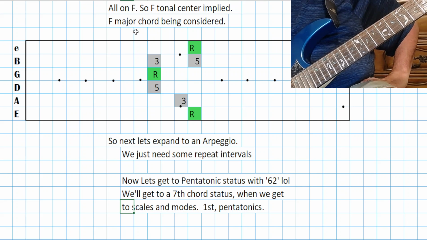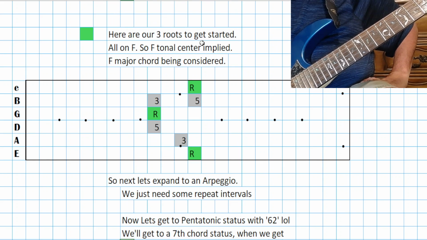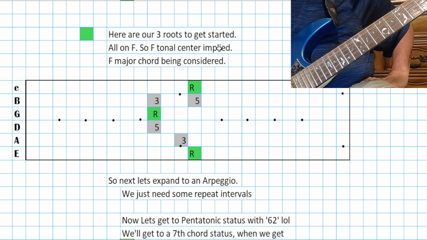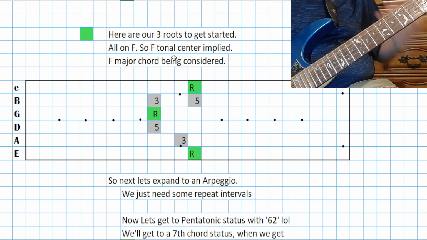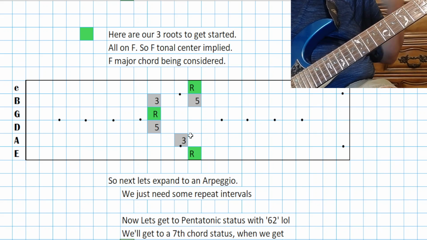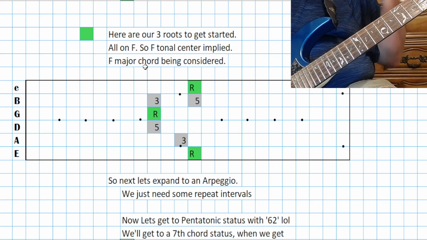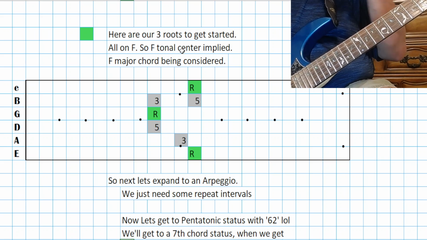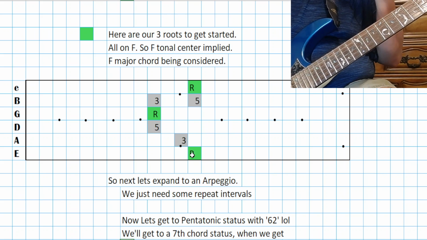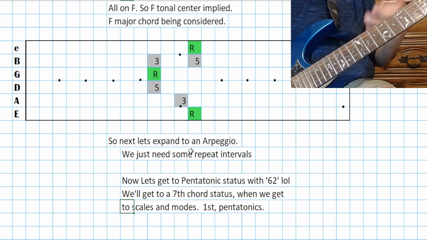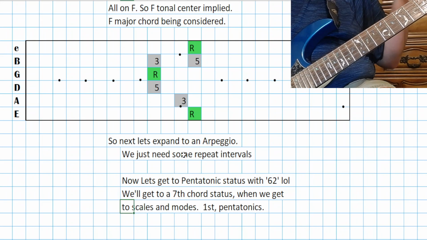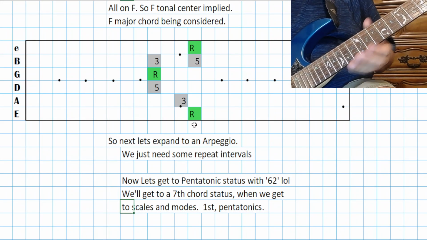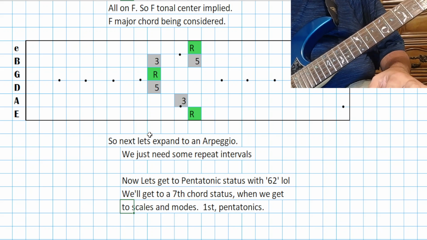So, all right, here we have our three roots. An F tonal center is implied. It's a concept you want to get in your mind. What's happening here? These root notes are changing. If you hear people talking about tonal center and you're not sure what it means, it's all about this. It's all about what root is being considered. And you can do that with some low tones, with a chord, with a bass, with a high pedal tone, whatever.